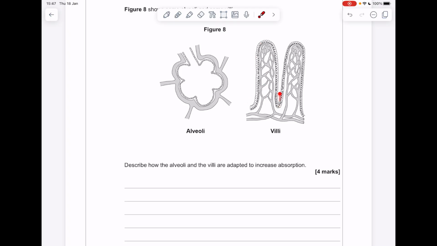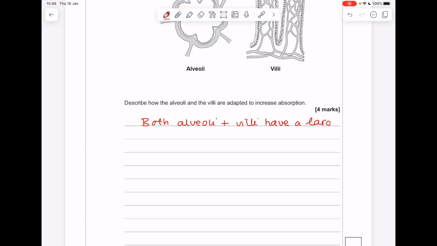The villi, we've got that large surface area, again increasing diffusion rates of those soluble food molecules. They've even got microvilli. We could then talk about the proximity or closeness of the blood capillaries to both the villi and the alveoli, providing a shorter diffusion distance. They have thin walls for the same reason.